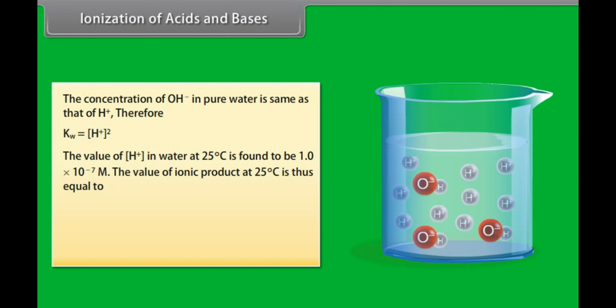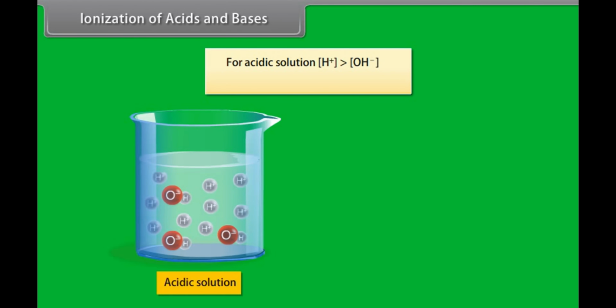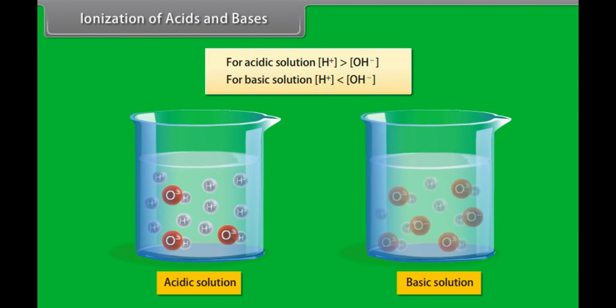The value of ionic product at 25 degrees Celsius is thus equal to 10 raised to the power minus 14 m square. From equation 1, for neutral solution, concentration of H plus is equal to concentration of OH minus, which is equal to square root of Kw. For acidic solution, concentration of H plus is greater than concentration of OH minus. For basic solution, concentration of H plus is less than concentration of OH minus.